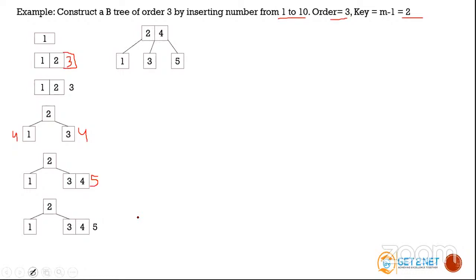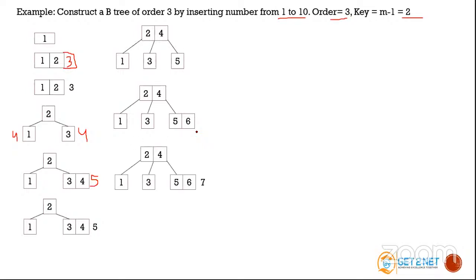Then next is our 6. 6 can be inserted in the right side. It's no issue to insert 6 because we have 2 keys now. We can insert 6. Then when it comes to 7, our order is 3. Our key is 2. If the 6 goes up here, because we'll take the largest value, what will happen? It cannot be inserted here because we have the key of 2.